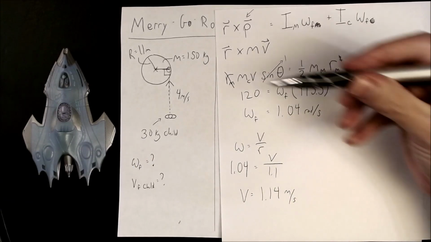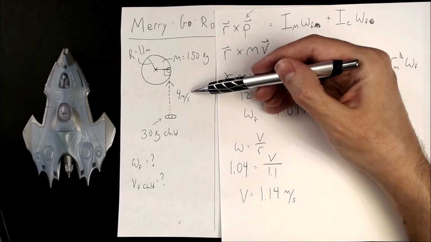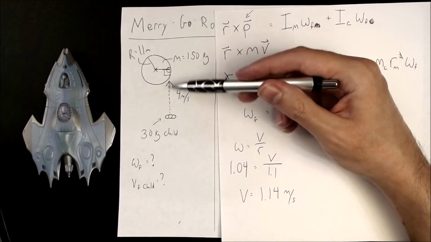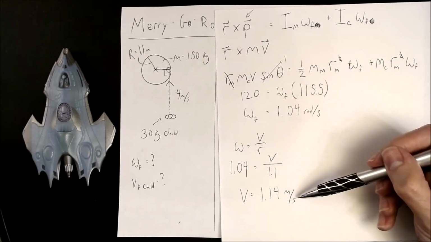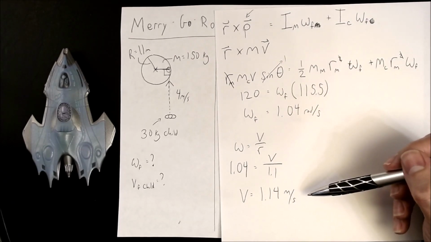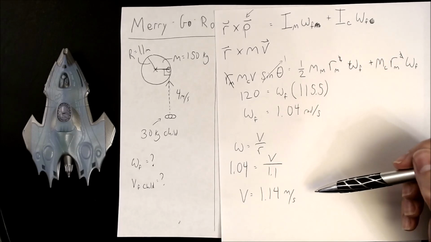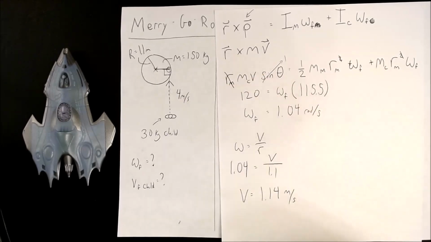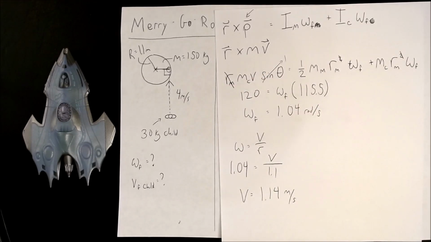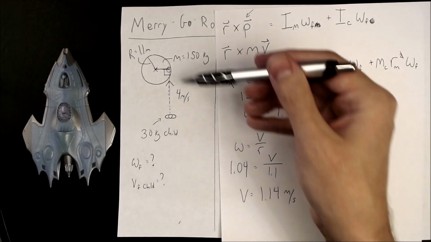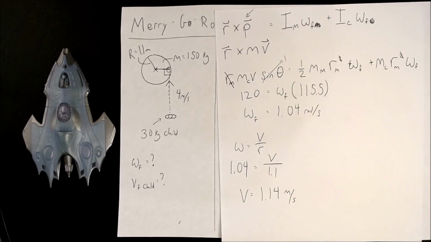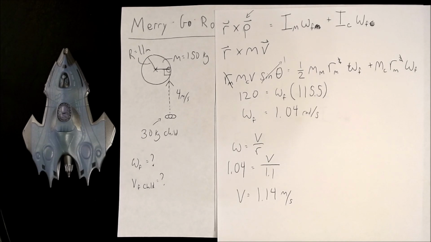That's interesting. The child had been running at the merry-go-round at 4 meters per second. But after the child jumps onto the merry-go-round, the child is only traveling at 1.14 meters per second. The child slowed down a lot, but the merry-go-round sped up a lot. The merry-go-round was going at 0 meters per second. The edge of the merry-go-round was at 0 meters per second, or 0 radians per second, at the beginning of this. So the child lost a lot of velocity, but the merry-go-round gained a lot of velocity in this exchange.